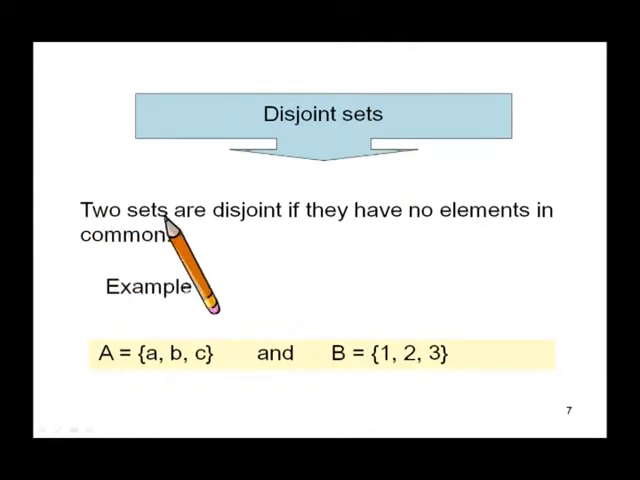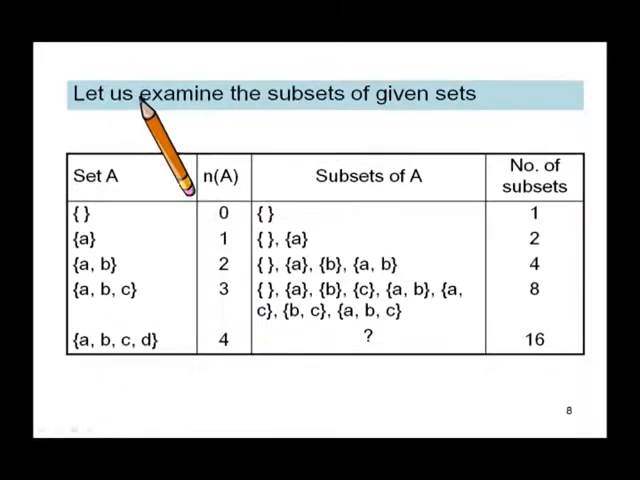Disjoint sets. Two sets are disjoint if they have no elements in common. Example, A equals {a, b, c}, and the set B equals {1, 2, 3}. Let us examine the subsets of given sets.